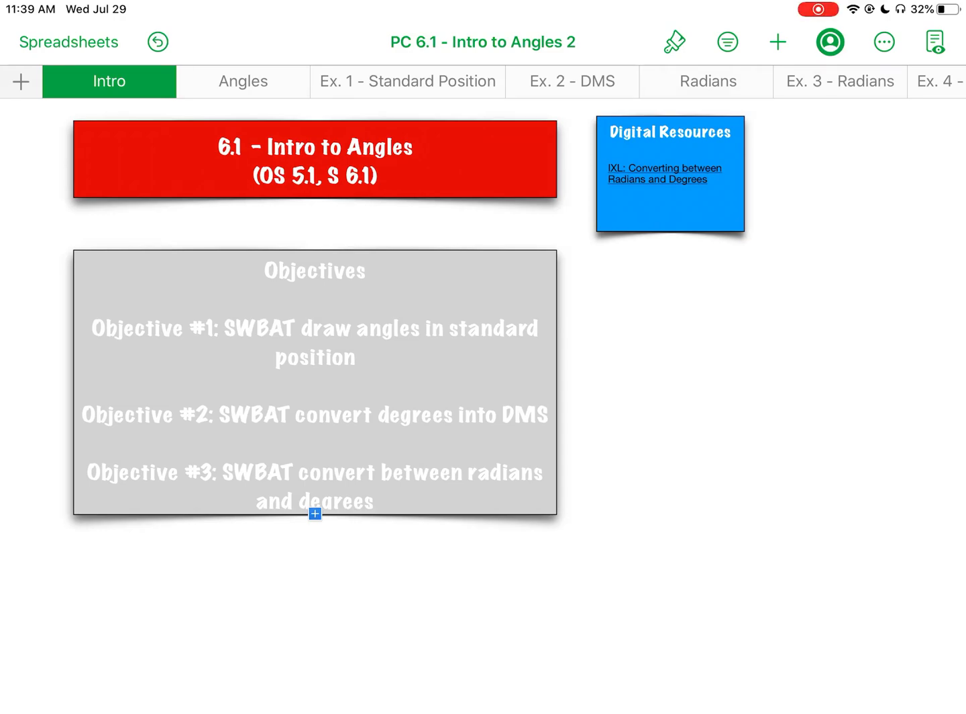What's up, everyone? We're beginning Unit 6 today, which is going to be the first of several units in our study of trigonometry. Here in section 6.1, we're just going to be looking at an introduction into angles, being able to draw angles in standard position, convert degree measure of an angle to degrees, minutes, and seconds, and vice versa. And then we're going to look pretty heavily at radian measure for angles as well.